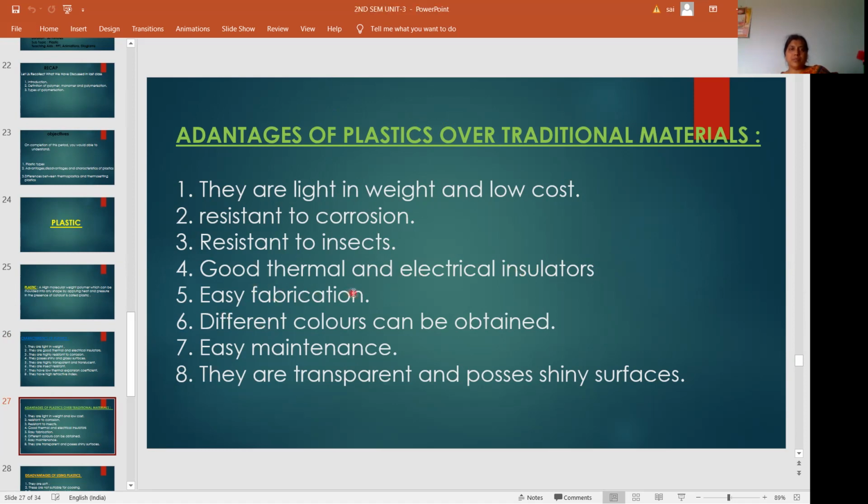Easy fabrication: they can be fabricated easily. Different colors can be obtained. Wood and iron are available in only one color, whereas plastic will be available in many different colors. Easy maintenance: they can be maintained easily. It is easy to carry from one place to another because they are light. They are transparent and possess shiny surfaces. So these are the advantages of plastics over traditional materials.